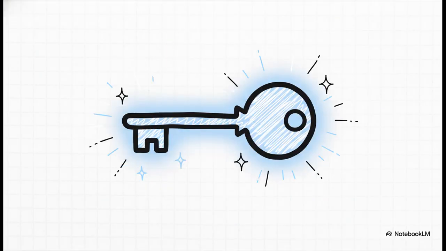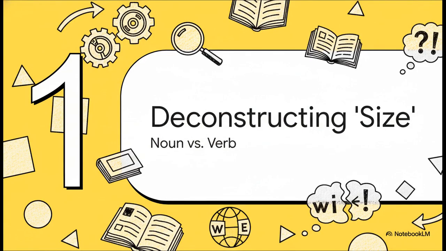Yep, the word is size. I know, it seems basic, maybe even a little boring, but trust me, its simplicity is exactly what makes it a superpower. So first things first, let's take a look at how size actually functions. And for that, we're going to turn to the Simple English Wiktionary because it shows us that this word has a kind of dual identity that is absolutely crucial to understand.